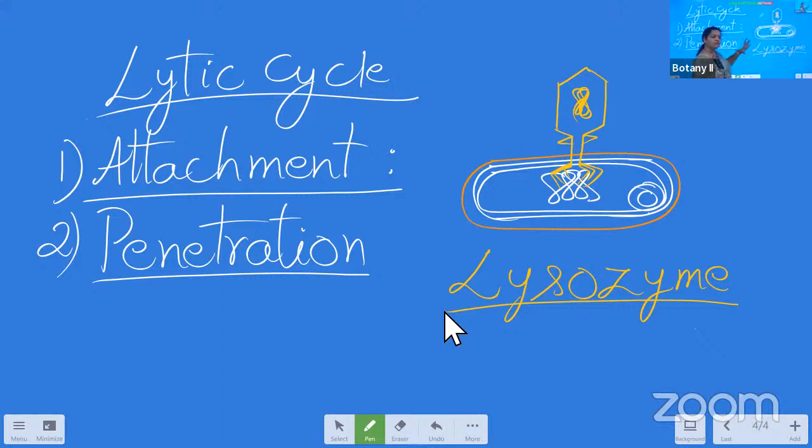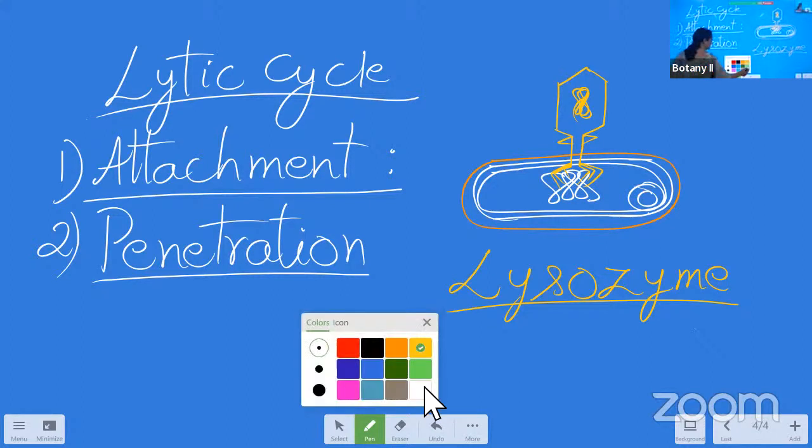The lysozyme enzyme will be released in a large quantity from the tail plate and the tail pins on the cell wall and the plasma membrane, and both will disintegrate, and it makes the easy entry of the tail portion in the cytoplasm of the bacteria. So that is called the penetration.